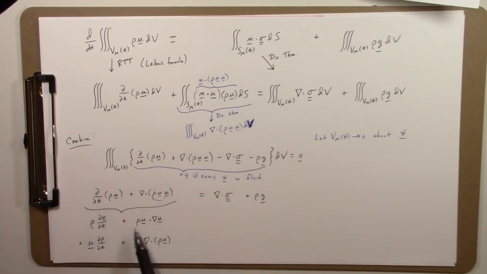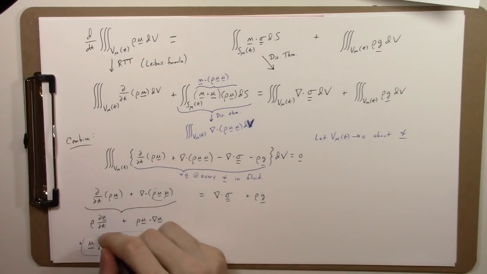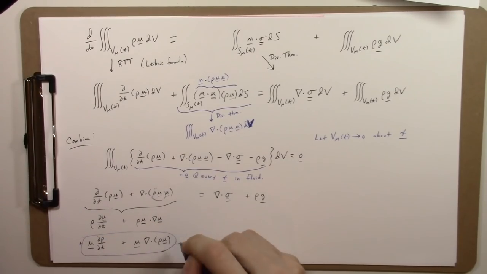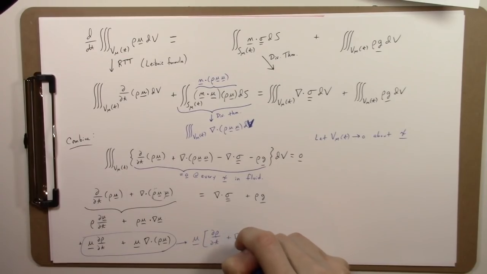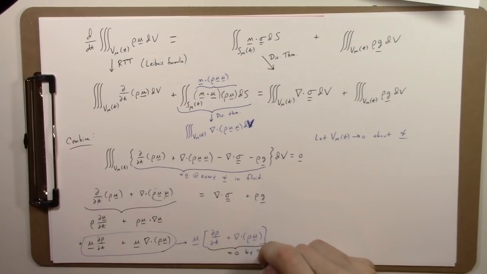So finally, I've broken these four terms into two lines for a reason. We can look at the bottom line and we can see there's a common factor of u in front. So this down here becomes u times d rho dt plus del dot quantity rho u. And this expression in brackets should look familiar. In fact, this is nothing more than the left-hand side of the continuity equation. So this is equal to 0 by the continuity equation.